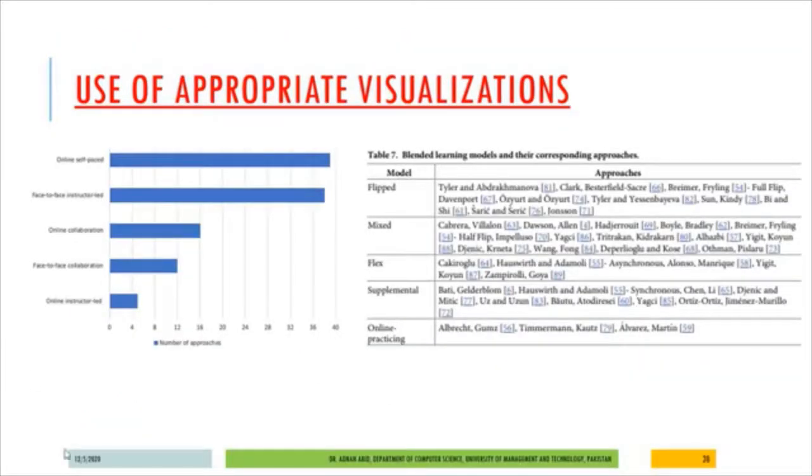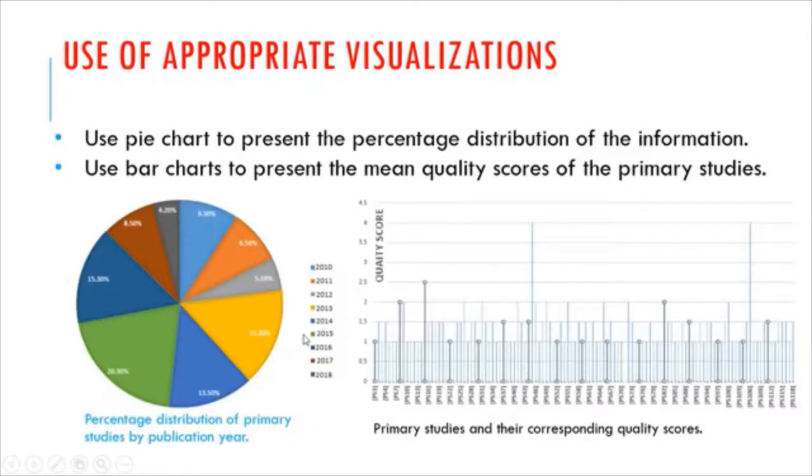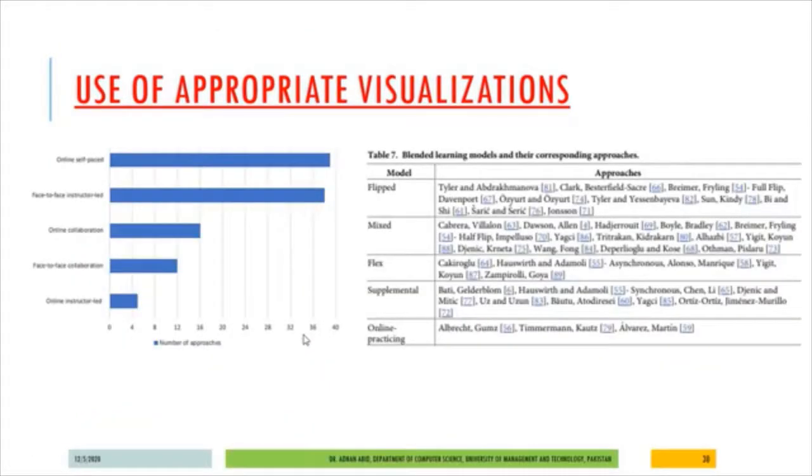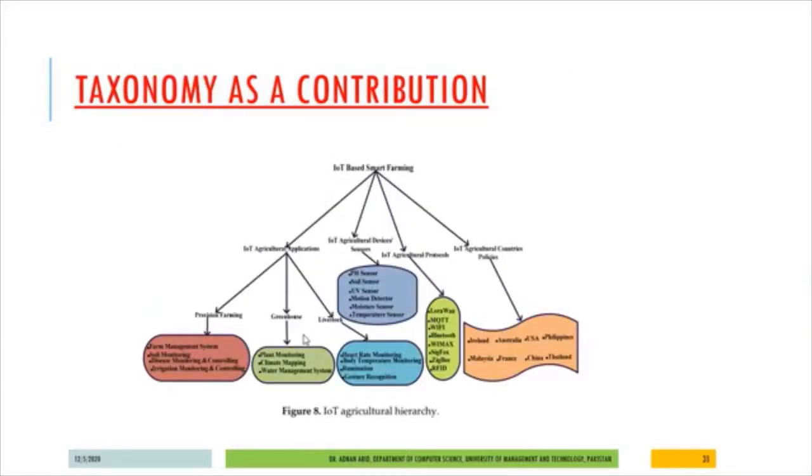This is yet another way of presenting the articles, from the PLOS ONE study: online self-paced, face-to-face, instructor-led online, collaboration. These are the number of approaches which have been used. Here, blended learning models: flipped, mixed, flex, supplemental and online practicing. So which articles fall into which category? See, in tabular form, in graphical form, or in the form of a pie chart, we have different visualizations which help us explain to the reader the point that we want to make.